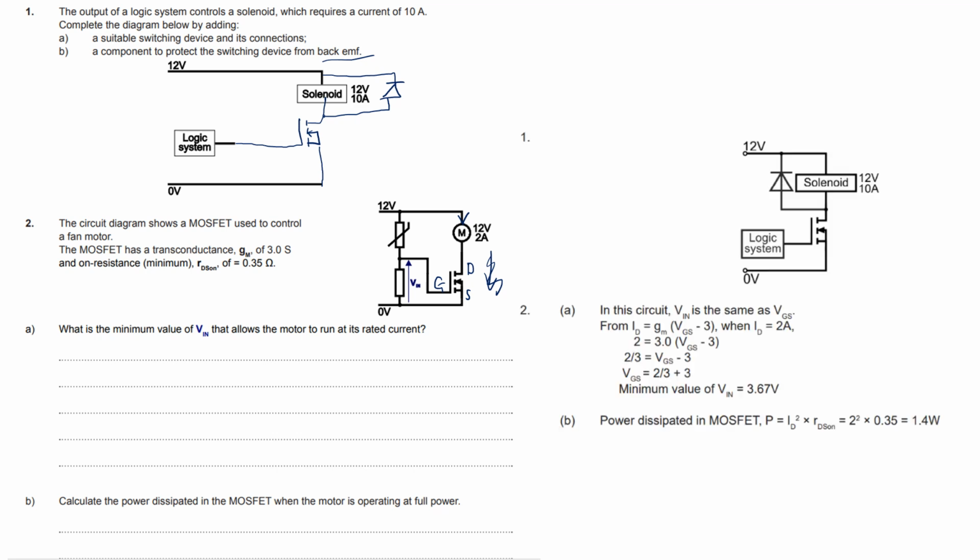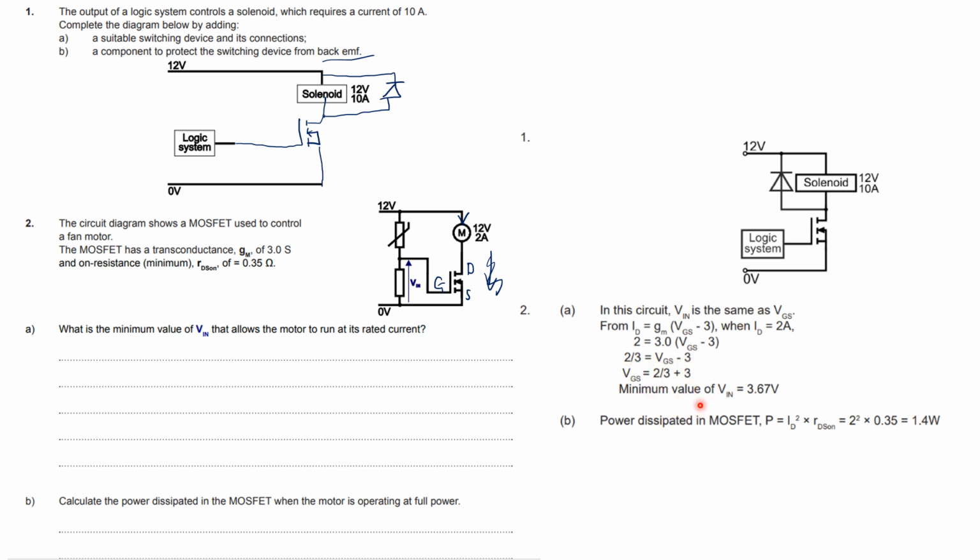So on the data sheet, you get the drain current equals the transconductance times VGS minus 3. That's on the data sheet. This time we've been given drain current of 2, we've been given GM of 3. Rearrange that equation to make VGS the subject. I hope you're okay at rearranging these equations. Basically divide both sides by 3 and then add 3 to both sides.